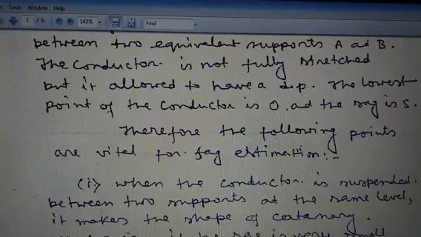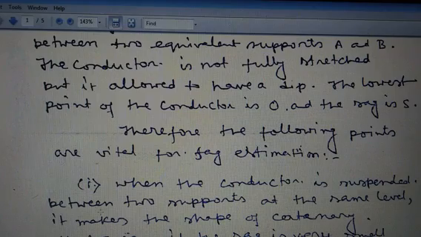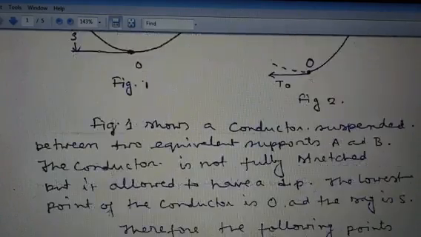Now some factors are related with the sag. When the conductor is suspended between two supports at the same level, it takes the shape shown in the figure. However, if the sag is very small compared to the span, the sag-span curve is just like a parabola. Next point, the tension at any point on the conductor acts tangentially. Thus, the tension T0 at the lowest point O is horizontal, as shown in figure 2.